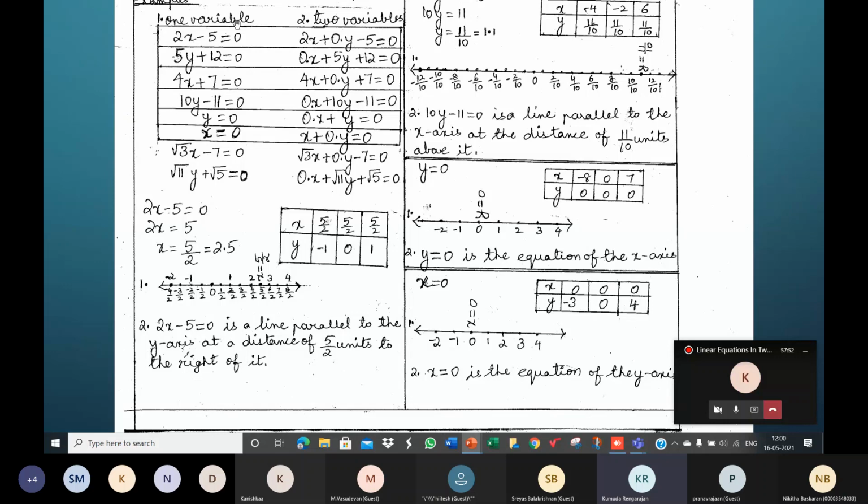In this case, here it has only one solution. In this case, it will have infinitely many solutions. So we'll understand that. In this case, it has only one solution, and the solution for x is 5 by 2. Graphical representation like this, it's a point on the number line.